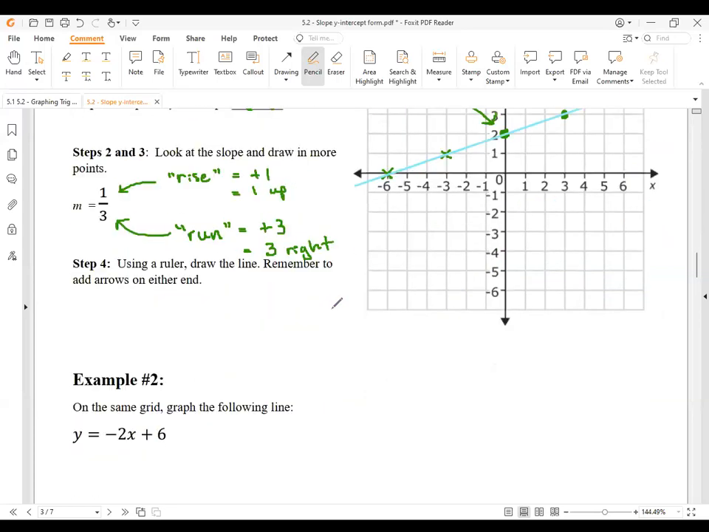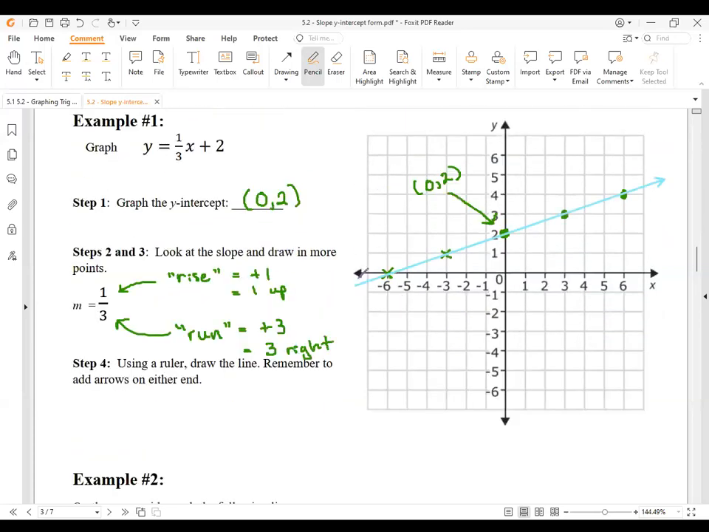Okay. Remember to add arrows on either end. Another way to do it is after you draw the arrow, I want you to label it and say this is equal to y equals 3x plus 2. It's always nice to label.